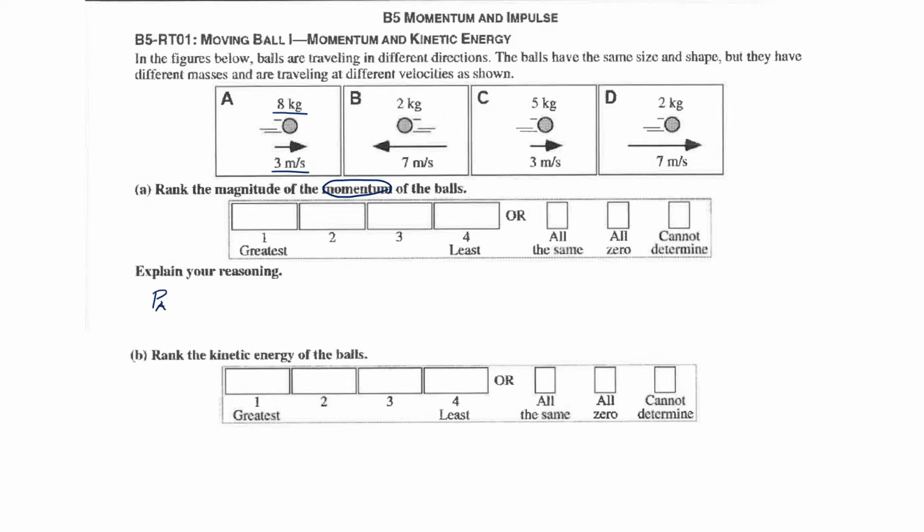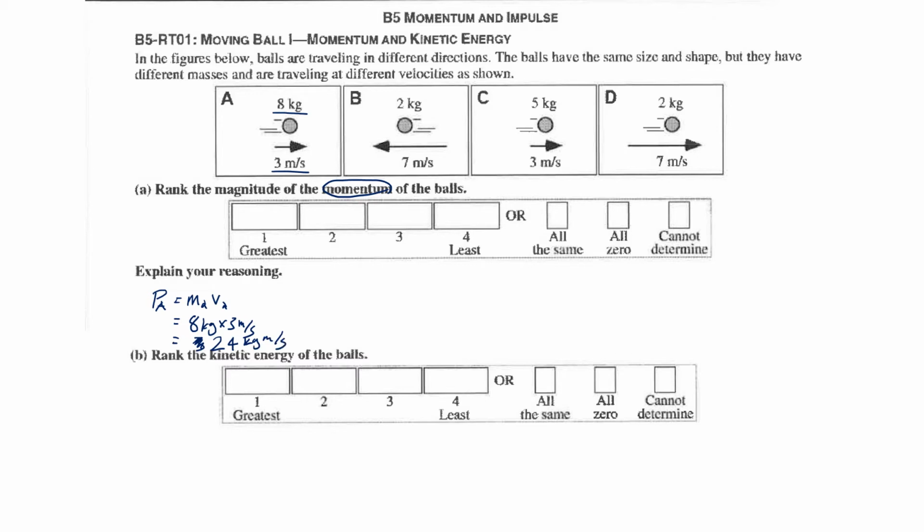The momentum of A is equal to the mass of A times the velocity of A. And this is pretty easy. We're just multiplying these two numbers together. So it's going to be 8 kilograms times 3 meters a second. So that momentum is going to be 24 kilogram meters a second. Oops, not 3. 24 kilogram meters a second. And then you just repeat.